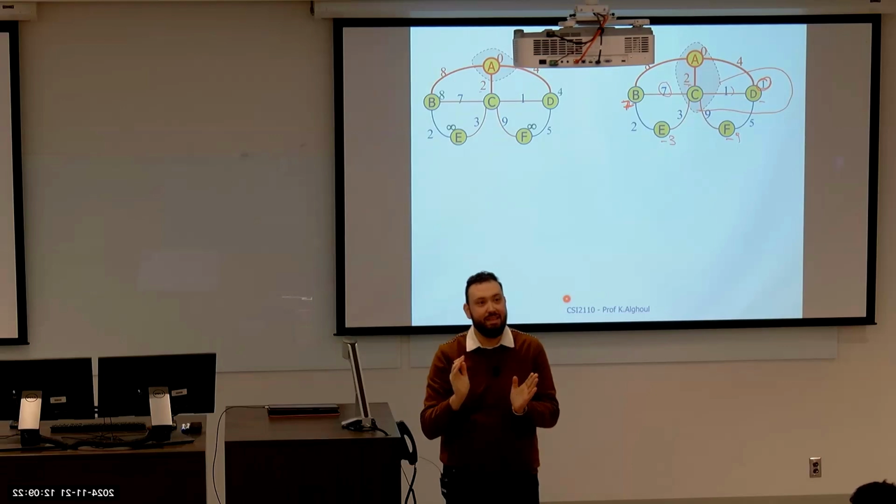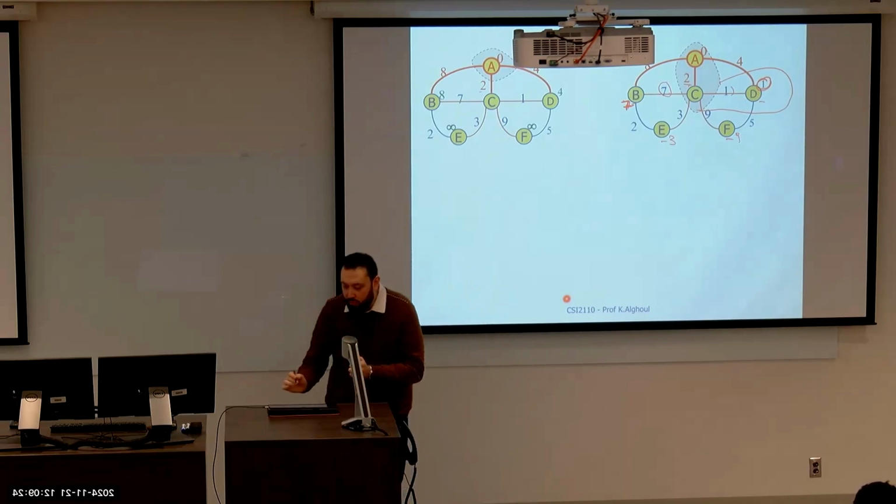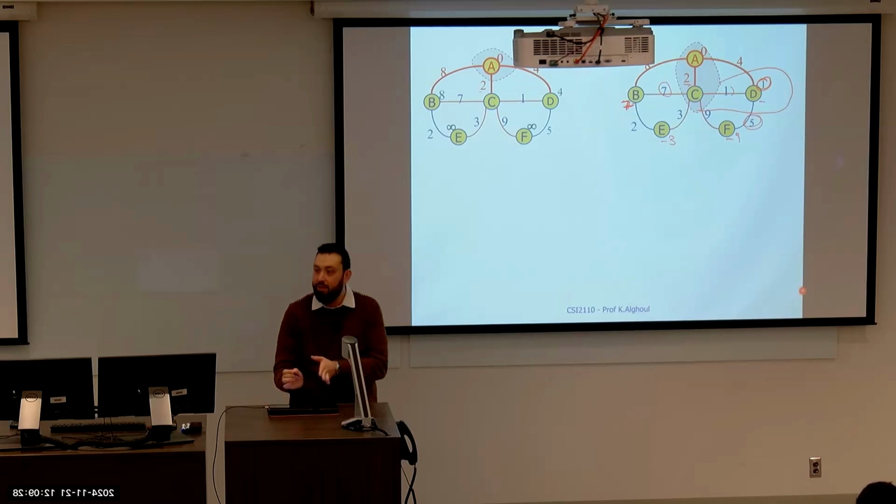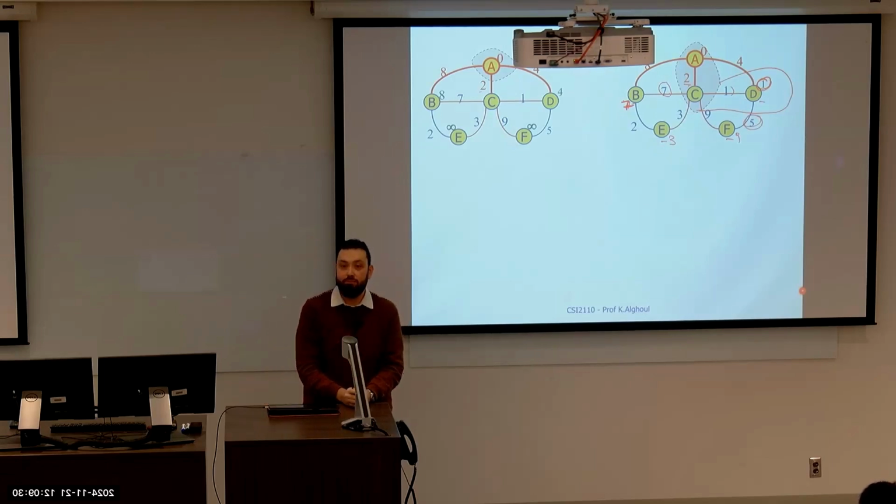5? Exactly. In Dijkstra, we used to do what? 1 plus 5, that's 6. Here, we're only updating with the edges. Is this clear, guys? Clear? Okay.